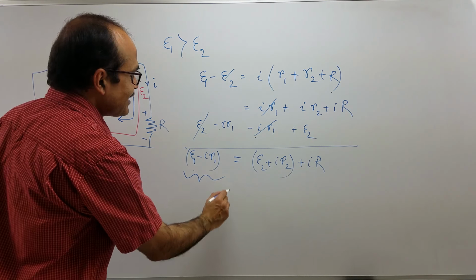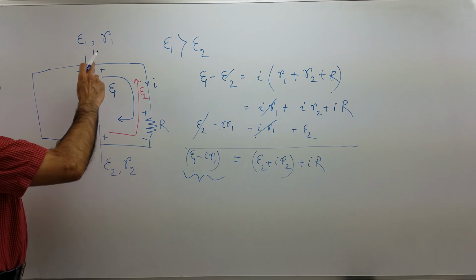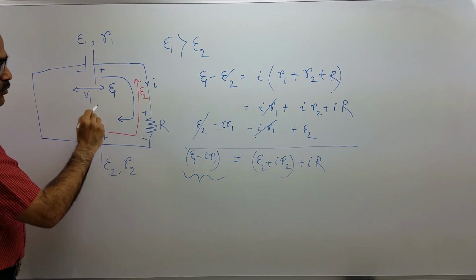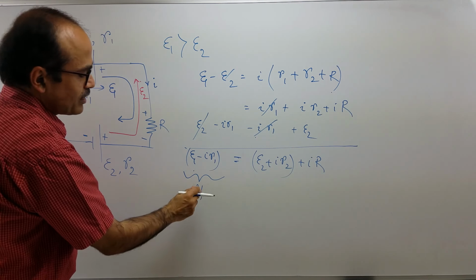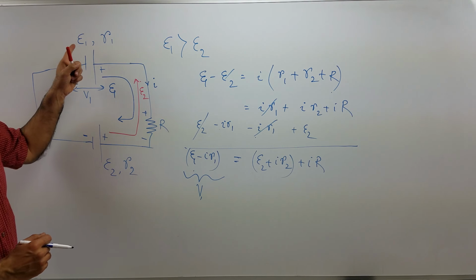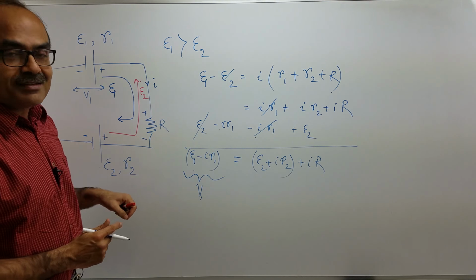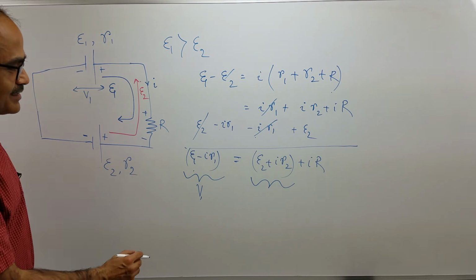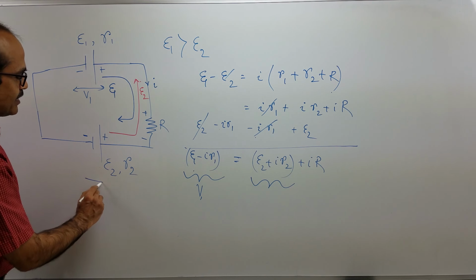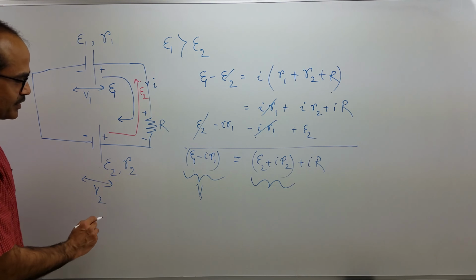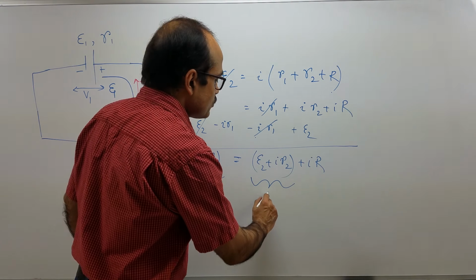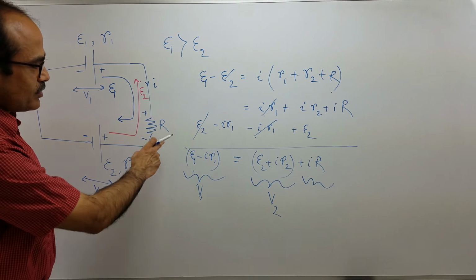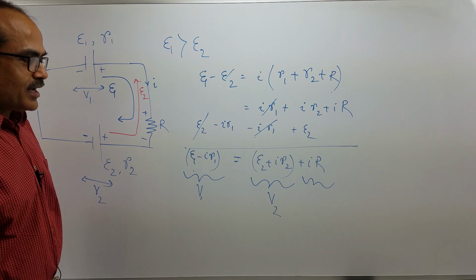Now, this is the terminal voltage across the cell number 1. So, this is V1 and this is V1. So, this is the terminal voltage across cell number 1, and cell number 1 is driving the current, and this is the terminal voltage across cell number 2, and cell number 2 is opposing the current, and the voltage is V2, and this is the potential drop across the resistor capital R.